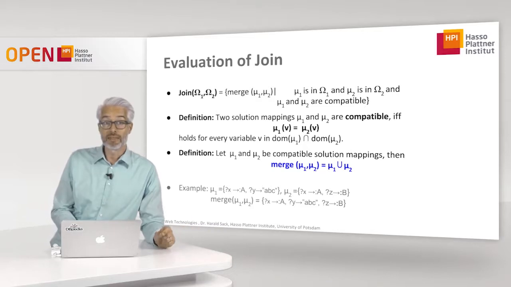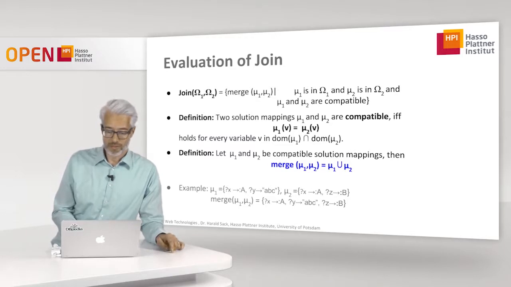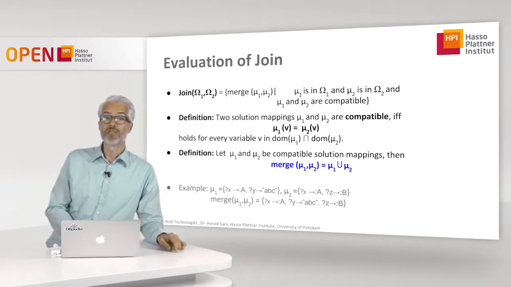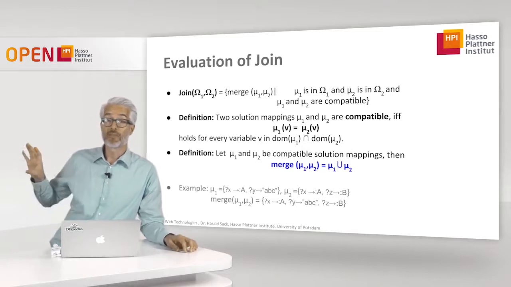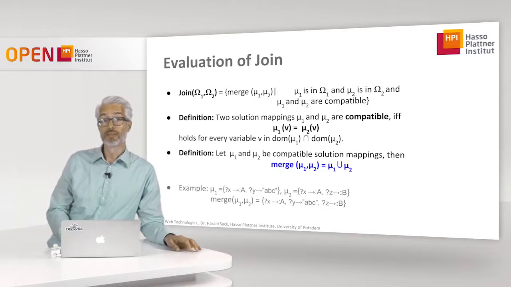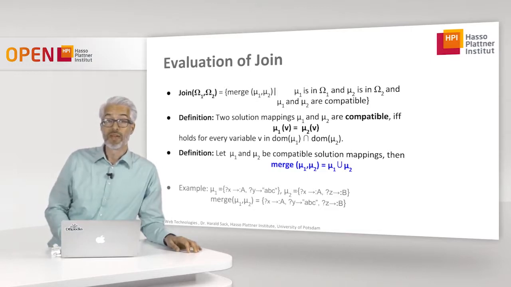Mappings are bindings. It means that variables, which start with a question mark, as you know, are mapped to a URI or to a literal. In the first mapping, we have the variable x, which is mapped to a URI a, and a second variable y, which is mapped to a literal ABC. Then we have a second solution mapping, mu sub 2. There, variable x is also mapped to the URI a, and variable z is mapped to the URI b.